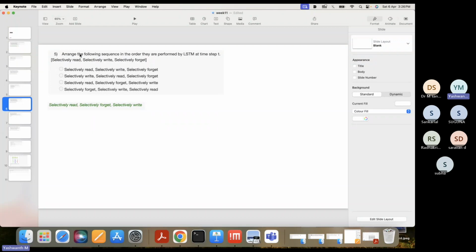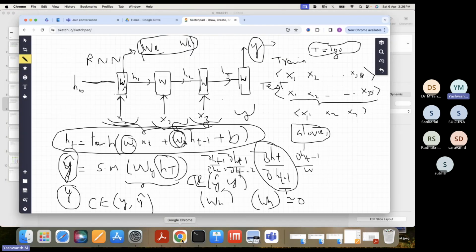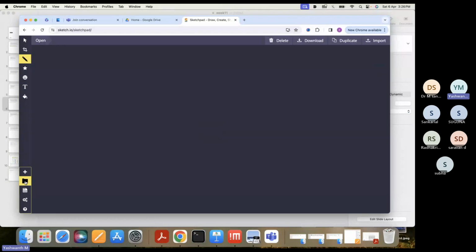Okay, so what is the typical sequence of the order in which we perform this LSTM? You have to selectively read, then selectively forget, and selectively write. So basically, just a fancy way of telling whatever we have just discussed.